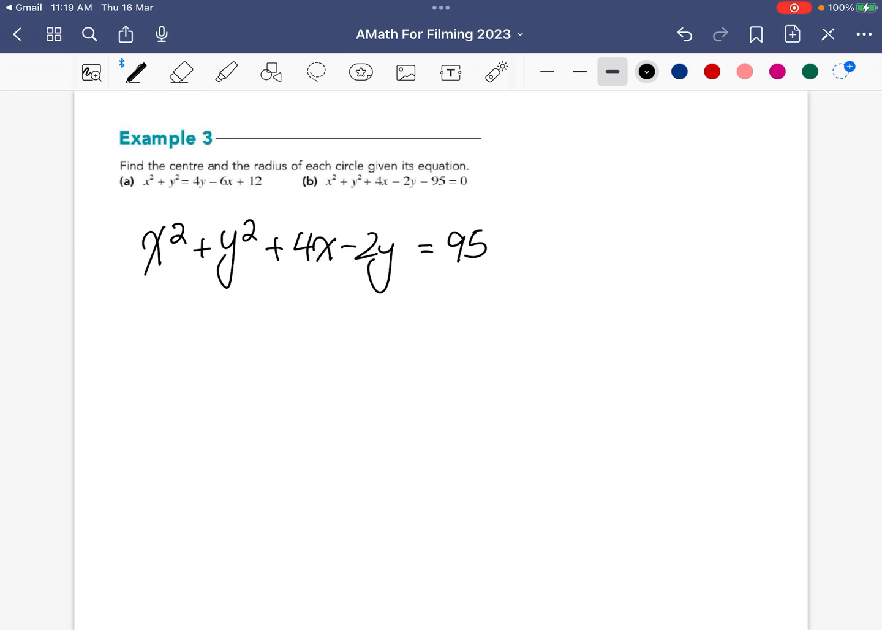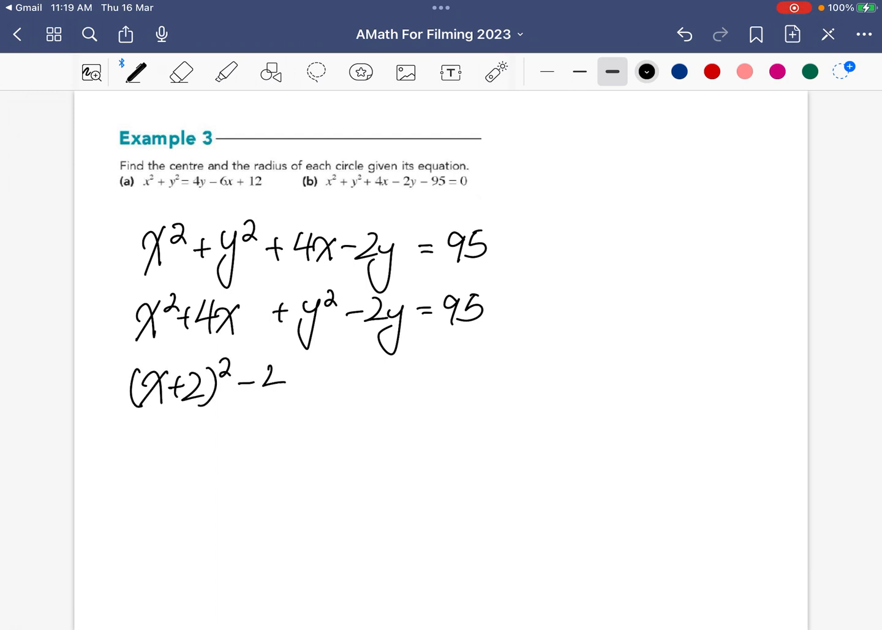I've rearranged the equation for part B. So what's going to happen here is this: x squared plus 4x, I group the x terms together. y squared minus 2y, I group the y terms together. So if I start to complete the square, I get (x plus 2) squared minus 4, plus (y minus 1) squared minus 1 equals 95.